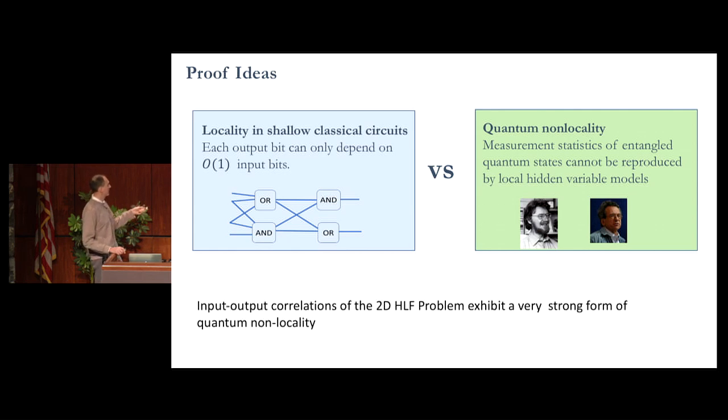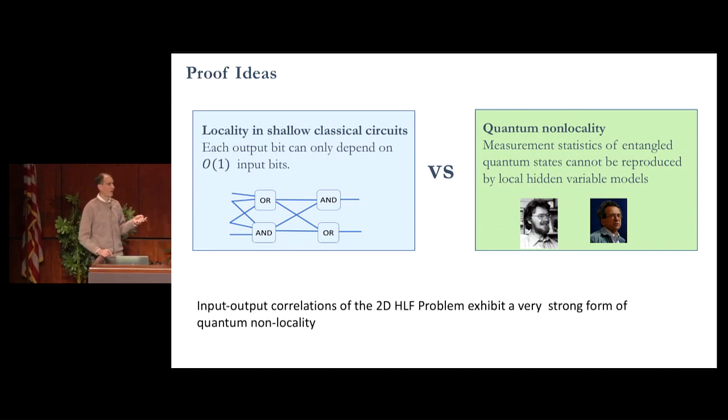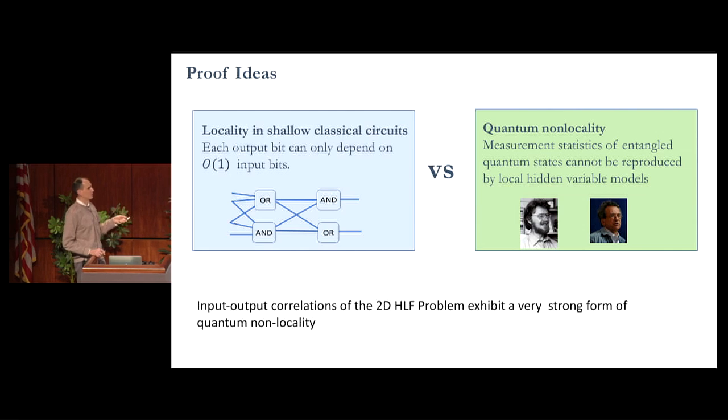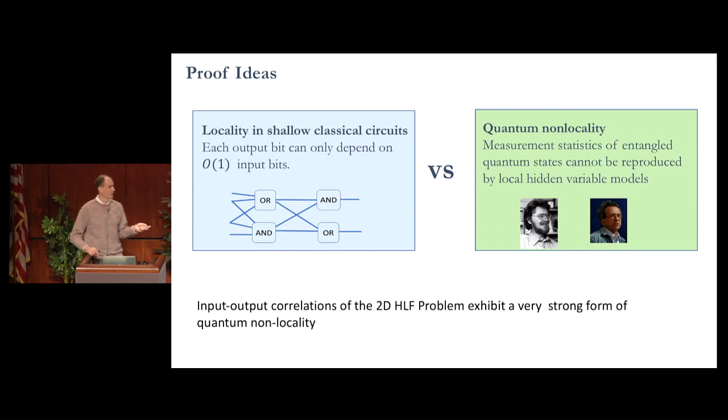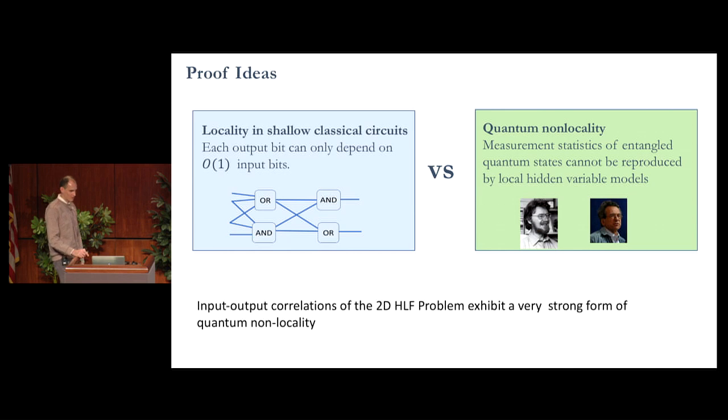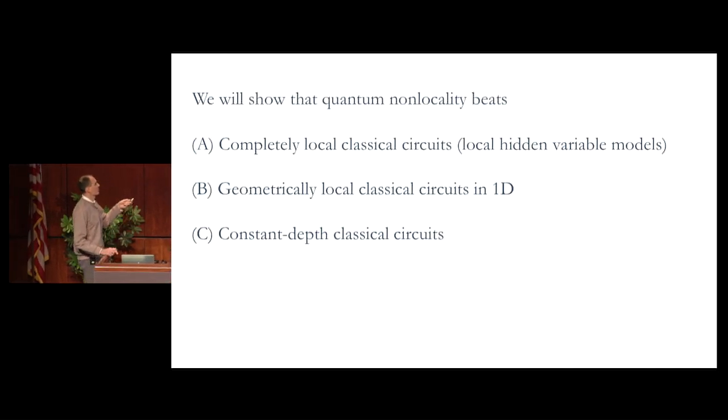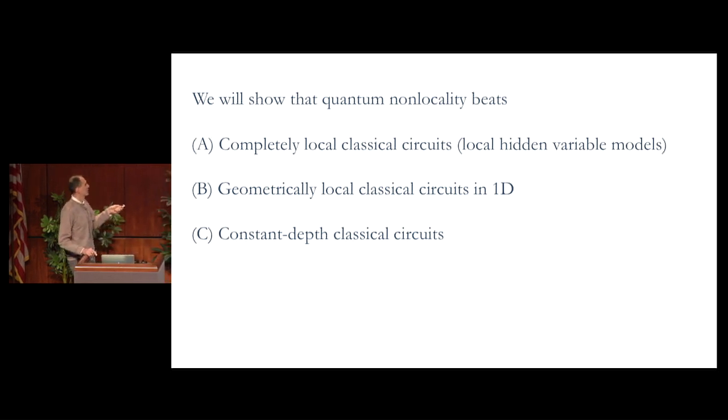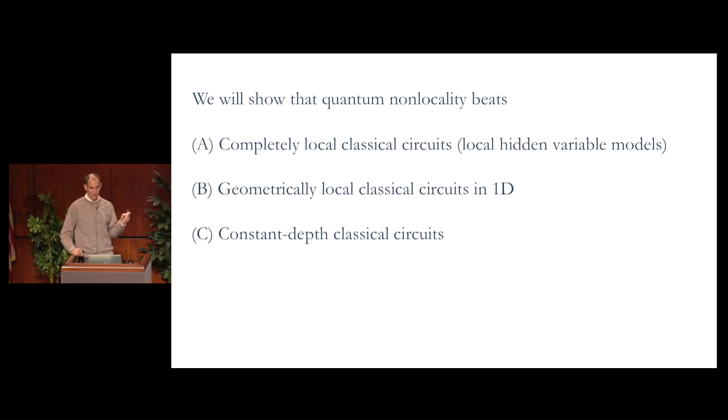To prove this result, we exploit the fact that input-output correlations of this HLF problem exhibit quantum non-locality, which is very similar to quantum non-locality in Bell experiments or the GHZ experiment. On the other hand, we will show that input-output correlations of classical circuits cannot achieve this form of non-locality. The proof proceeds in several steps. I will start from completely local classical circuits, which are basically local hidden variable models. We shall consider classical circuits with geometrically local gates, and then finally constant depth classical circuits.